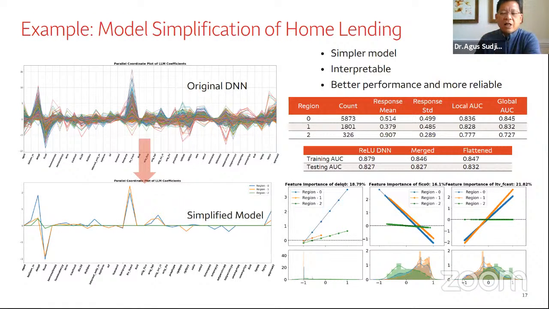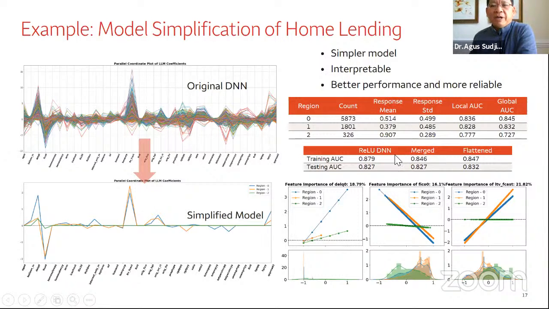We run the merging algorithm to simplify it. You get a simplified model. It turned out in this situation, we only need 3 models. Okay, we only need 3 models instead of thousands and thousands of models from the original DNN. So as a result, a simpler model, more interpretable.